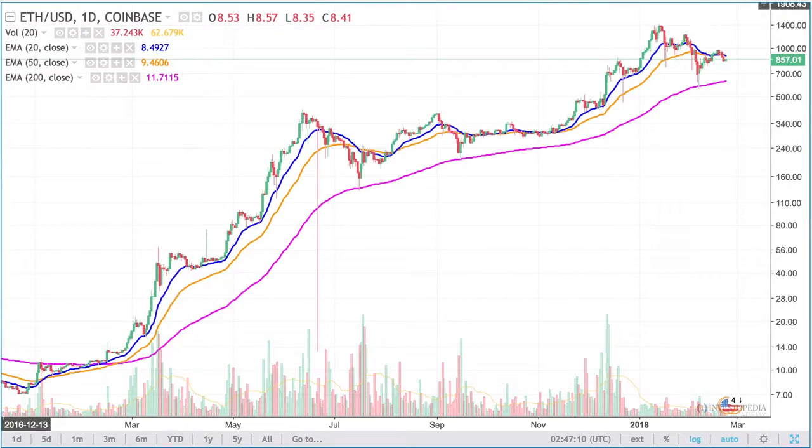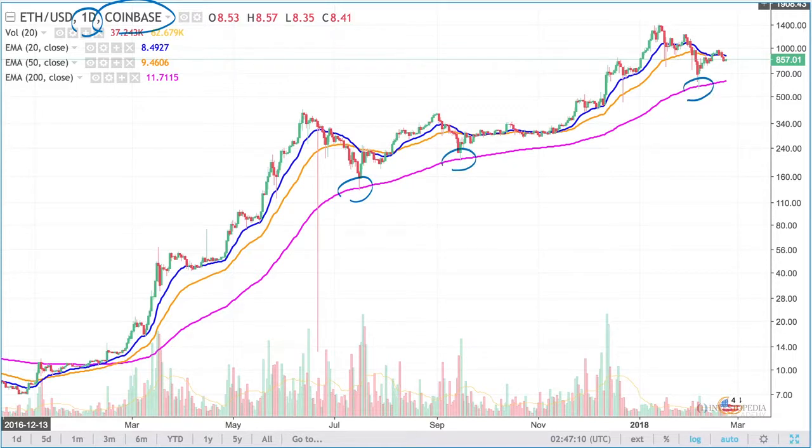Here's another chart of Ethereum versus the US dollar. Again, it's a one-day candle formation on Coinbase. I've identified these three different exponential moving averages, the 20, the 50, and the 200. And what we're looking at here is just a closer look at the times Ethereum dropped to this 200-period moving average, which signified strong support.